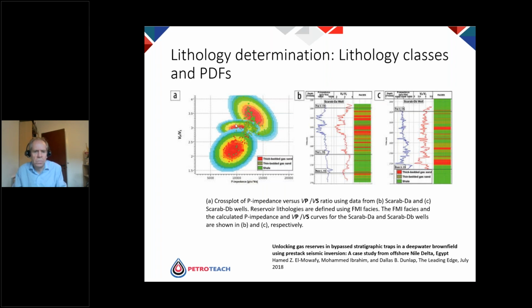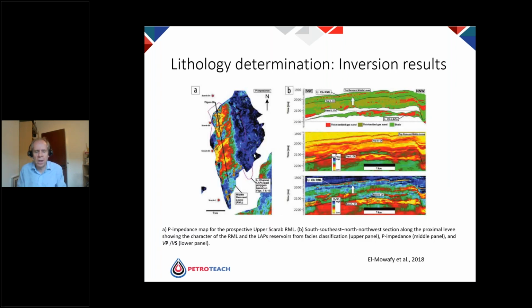Then what I could do is look at the properties again, so P impedance and VPVS here, and work out the probability of these different lithologies having different values. These data points are from the wells, and the colors are contours of probability. I can then use that to convert my inversion results to lithology probabilities or a lithology map.